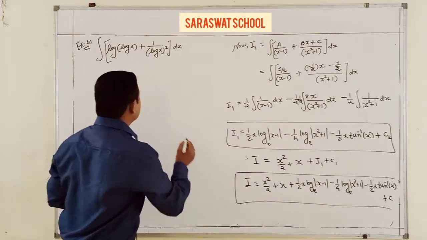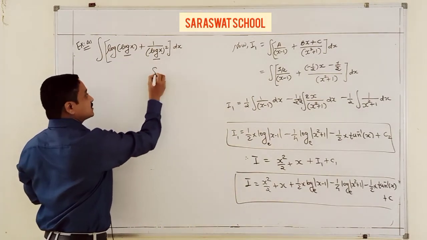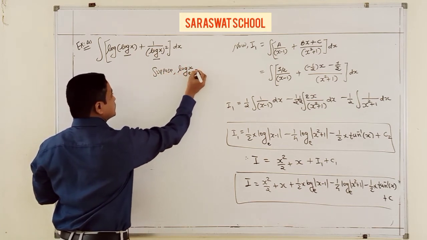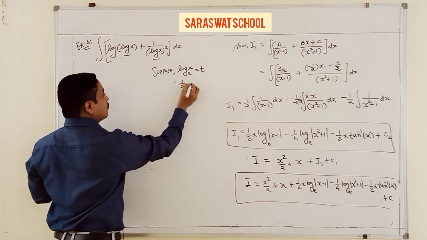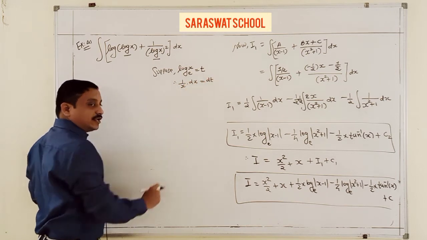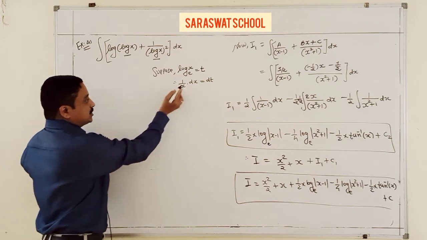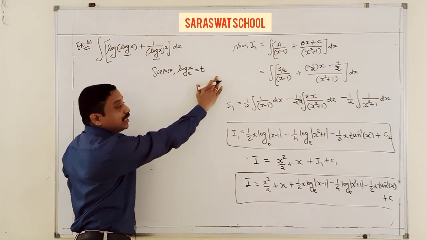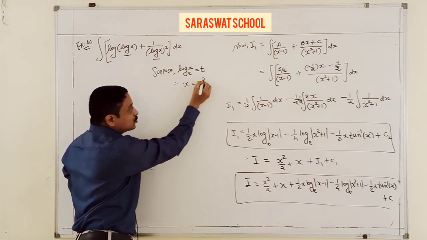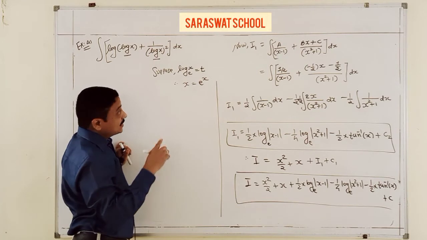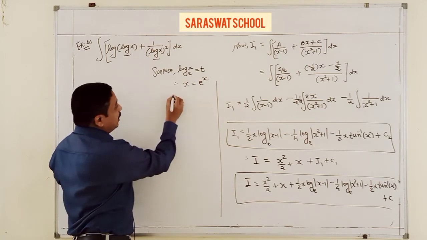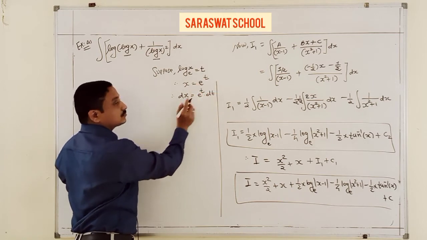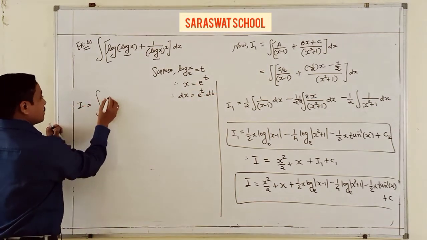Here, students, I just assume for level of log x, suppose log x is t, and dt is 1 by x. So, is it applicable here, possible? No. So, students, you not to do that. You do just exponential functions. x is equal to e to the power t. And now dx is e to the t dt. So, your integral is moving: log t minus 1 by t square.